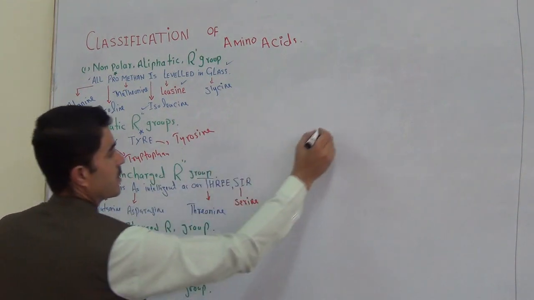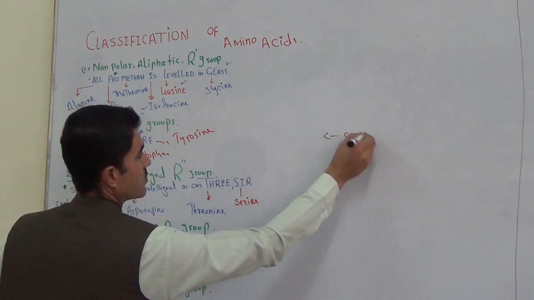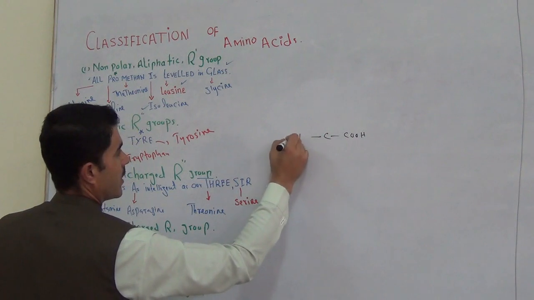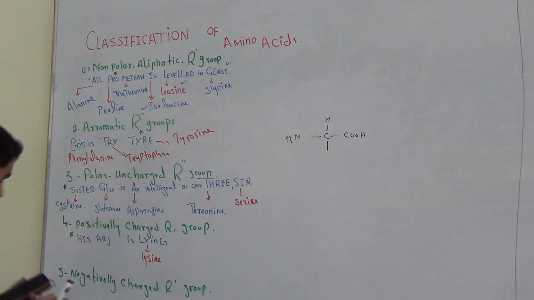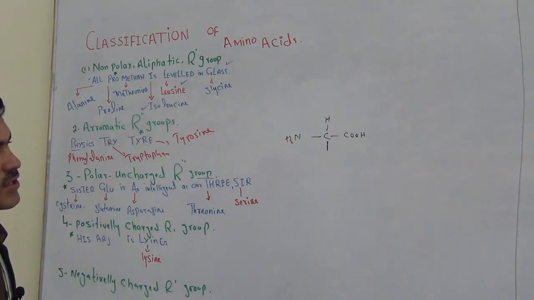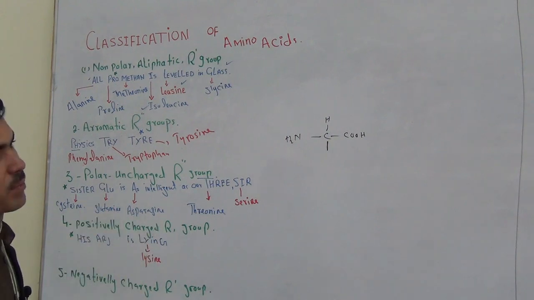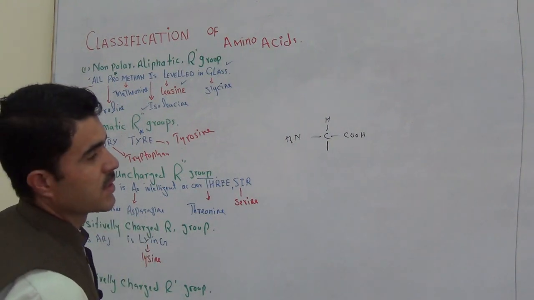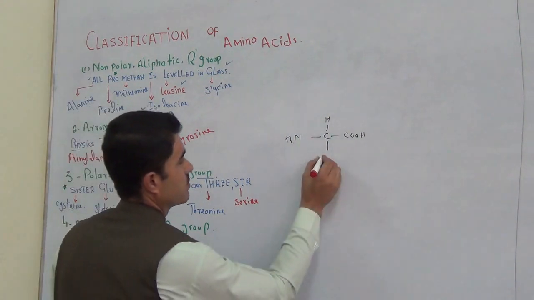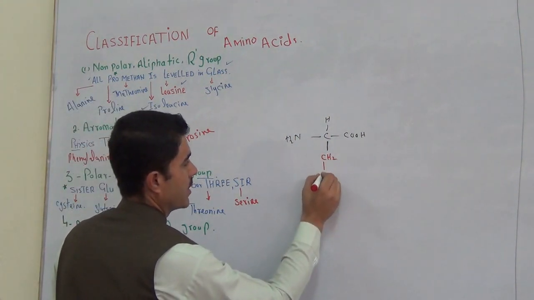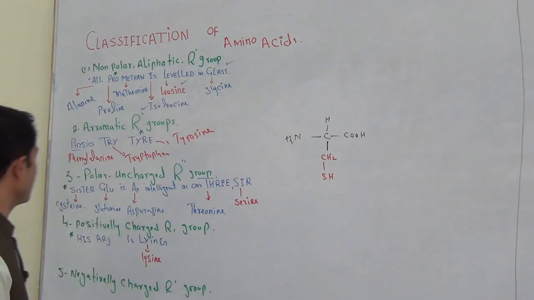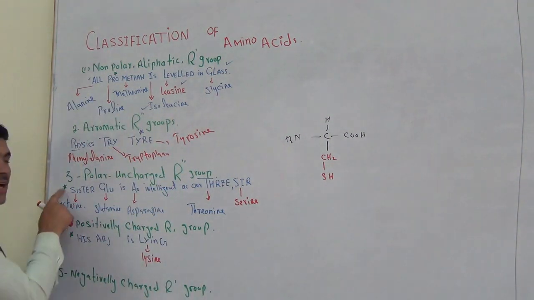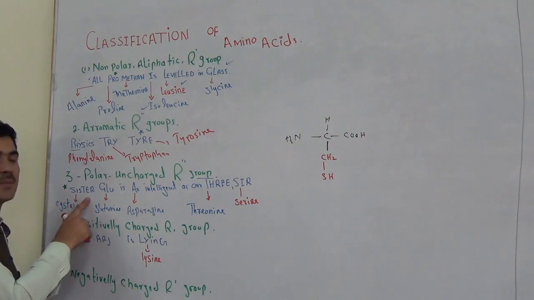First of all, for cysteine, I'll write COOH. Here is NH2. There will be hydrogen, and what will be the R group here? In case of cysteine, the R group mentioned on that side of the board is CH2 and SH. This is called cysteine. And I have mentioned something, a star point.